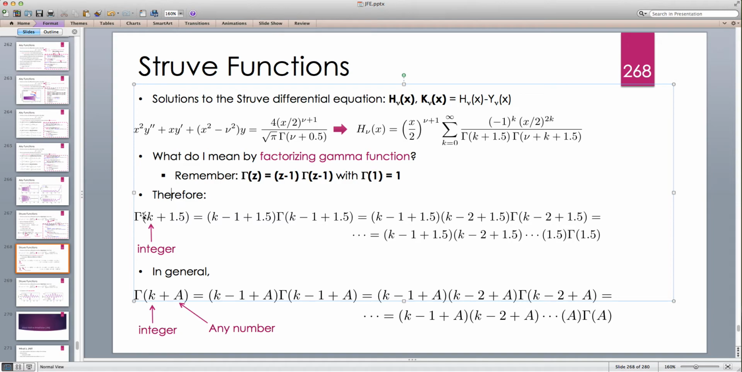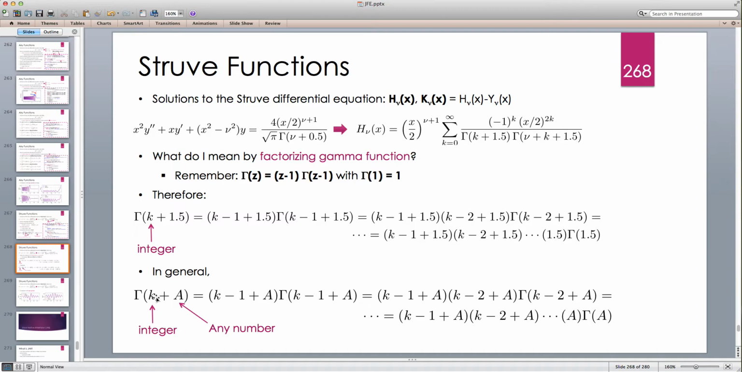Any function that exhibits this recursive property, and gamma 1 equals 1, is the unique gamma function. So this means that gamma k plus 1/2, remember k is an integer, we can write as k minus 1 plus 1/2, gamma of k minus 1 plus 1/2. Now again repeat the same process: gamma of k minus 1 plus 1/2 becomes k minus 2 plus 1/2, gamma of k minus 2 plus 1/2. Because k is a positive integer, if we continue, k is eventually gone. The last term becomes k minus k plus 1/2, which is 0 plus 1/2, so we end up with 1.5, gamma of 1.5.